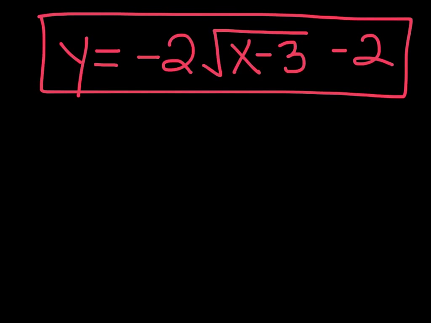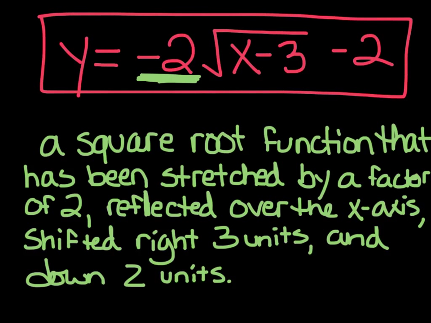The hardest part to find is a, but all you have to do is count over from the endpoint, and you'll know exactly what it is. So now that we have the equation, we can then write the description, and we'll be done. And we have a square root function that has been stretched by a factor of 2, reflected over the x-axis, shifted right 3 units, and down 2 units. And that is the end of this lesson.